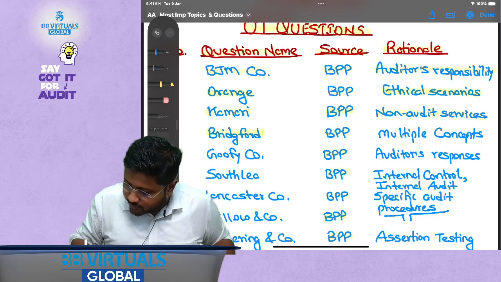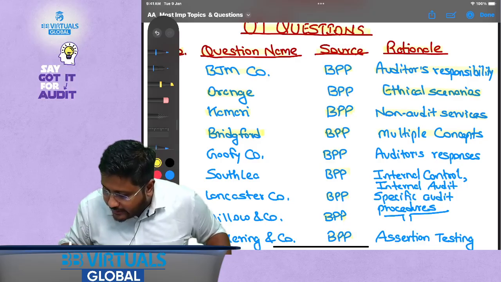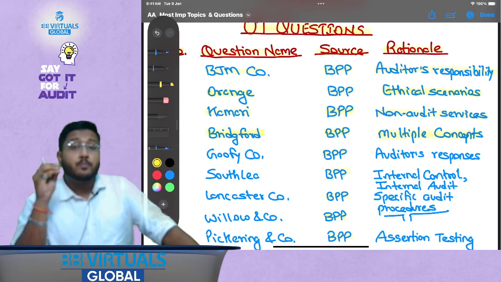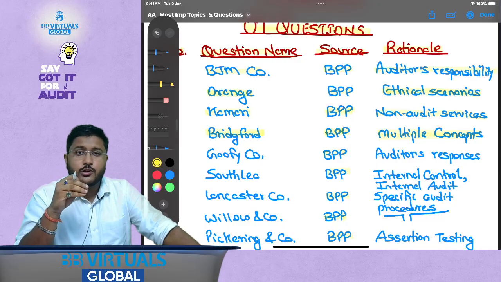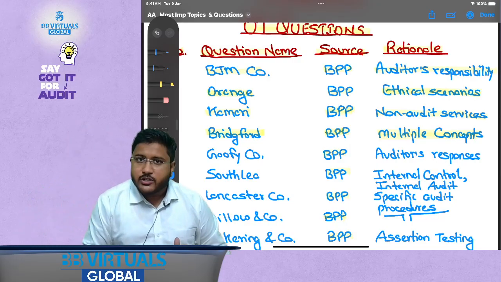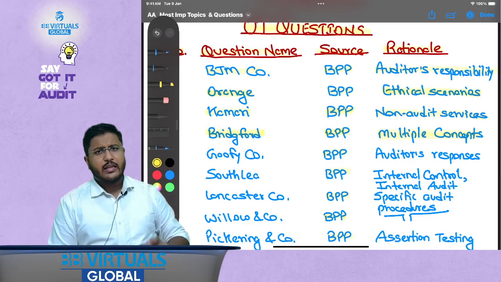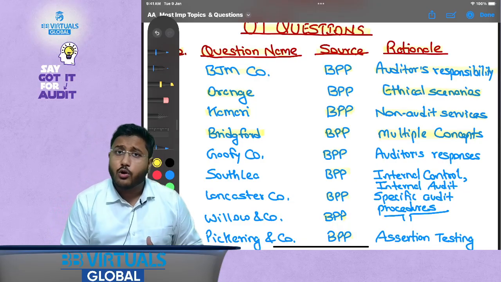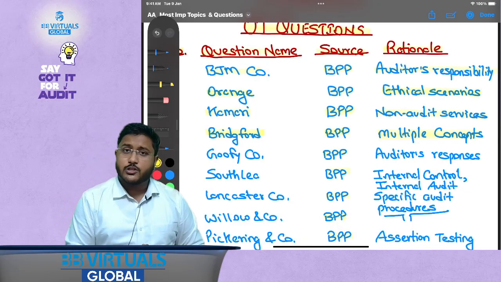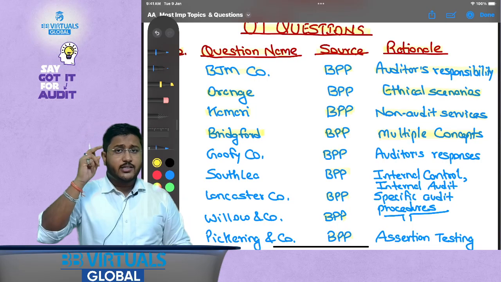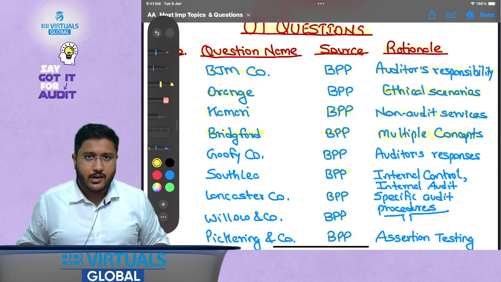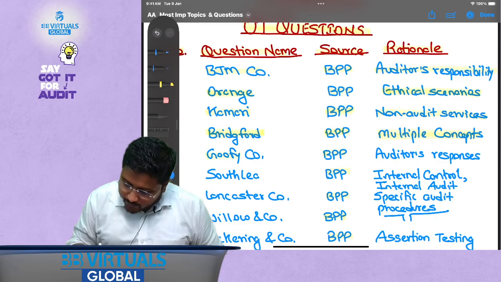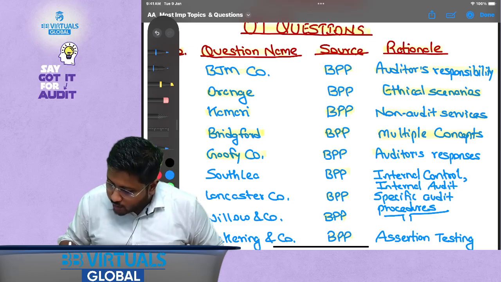Then Bridgeford, BPP, multiple concepts. This particular question tests multiple concepts, and believe me, whenever you solve this question, you will realize that it takes a lot of time. Even if you are able to solve it, it takes a lot of time, and that is why this question is very important, because it will test your navigation, that is, whether you are able to navigate to the right part of the syllabus or not. Then Goofy company, again BPP, auditor's responses.